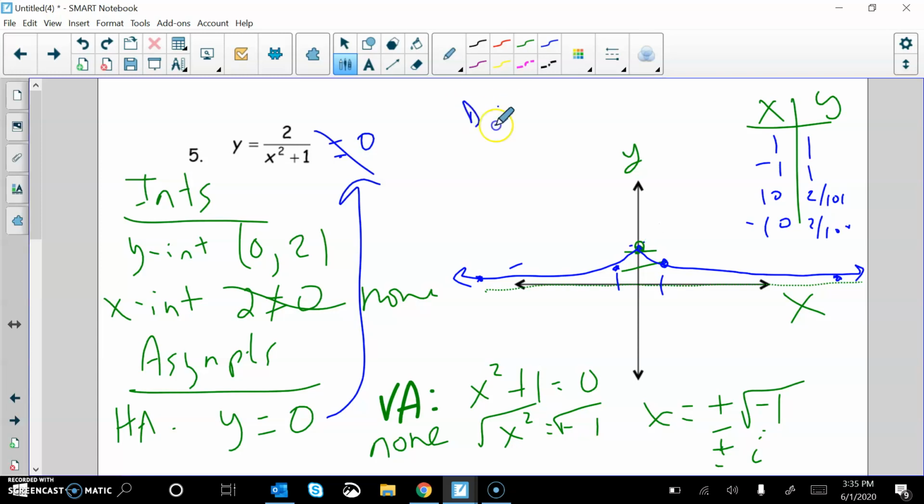This one, our domain would be all reals. Your range would be 0, parentheses, 2, square bracket. This one doesn't have any gaps. This one's a little different than the previous ones we have seen. On the other ones, for the domain, we had to throw out the x values that gave us our vertical asymptotes. Let's throw out the values that made your denominator 0.